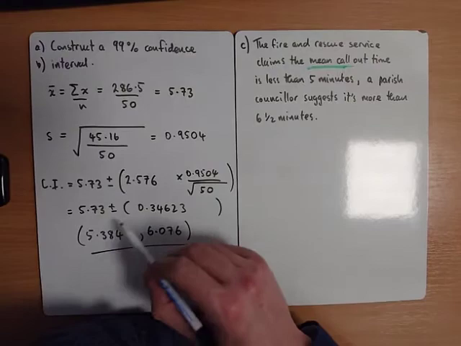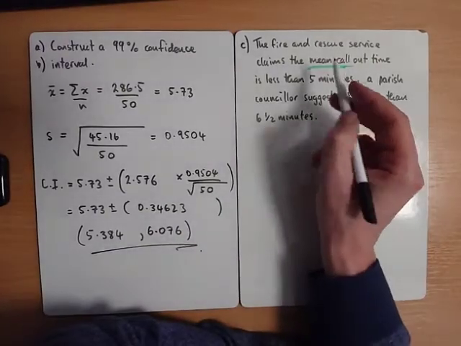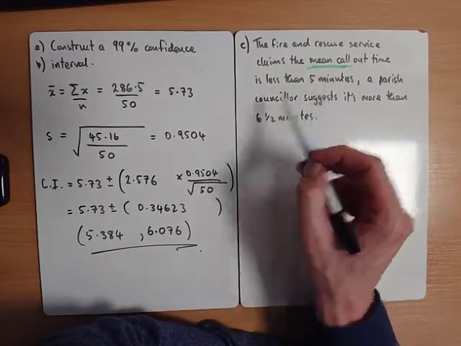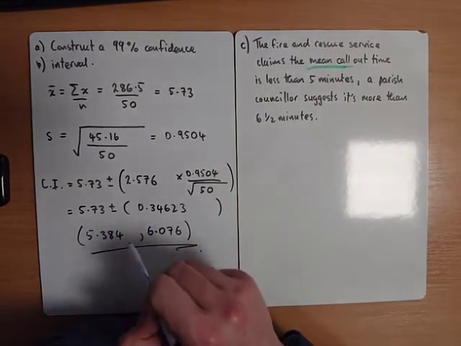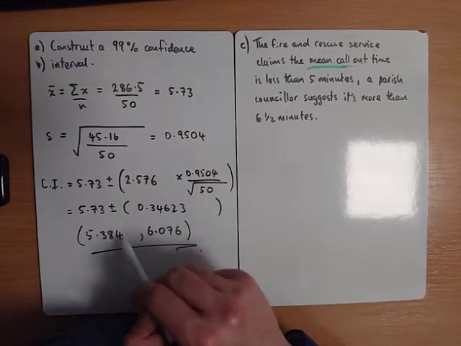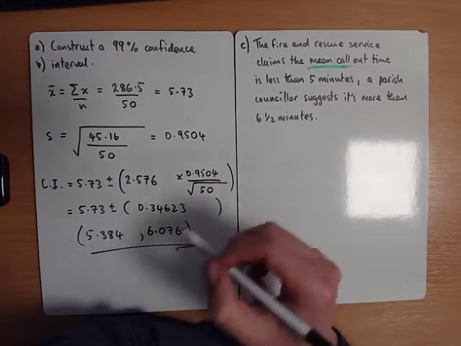So if you look at our confidence interval, would we agree with the fire and rescue service? They're saying that the average call out time is less than 5 minutes. Well, we think the average is somewhere in here. And it's definitely not going to be less than 5. It looks like it's more than 5. It looks like it's somewhere between 5 and 6, doesn't it?